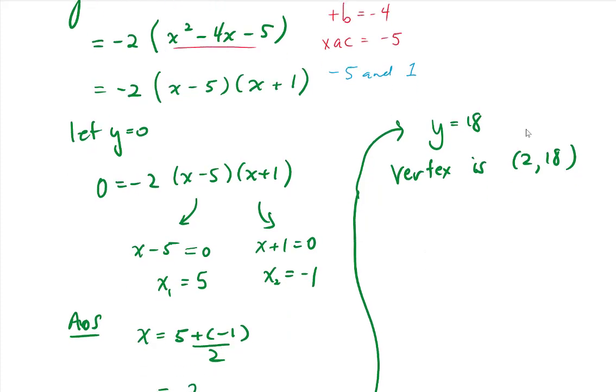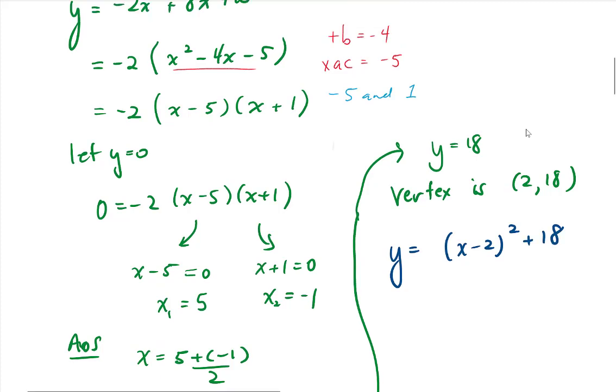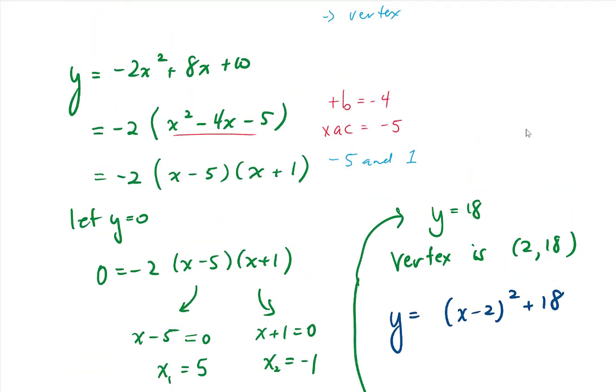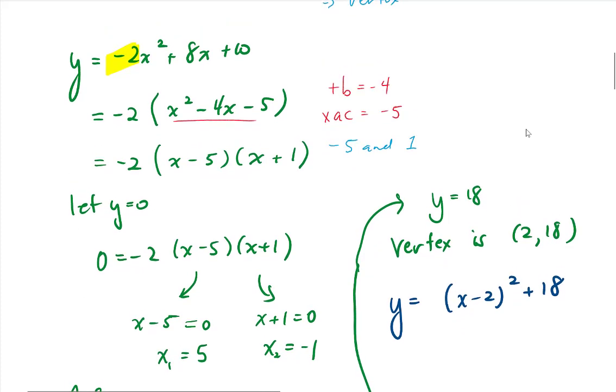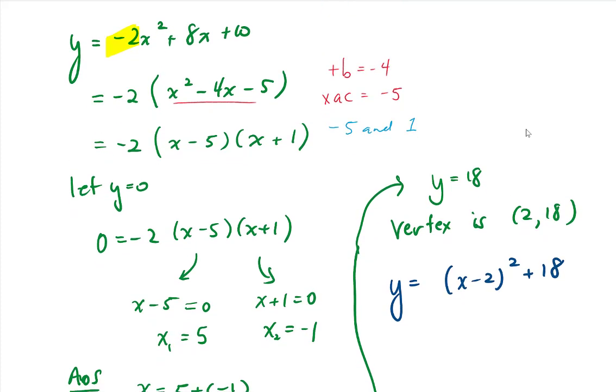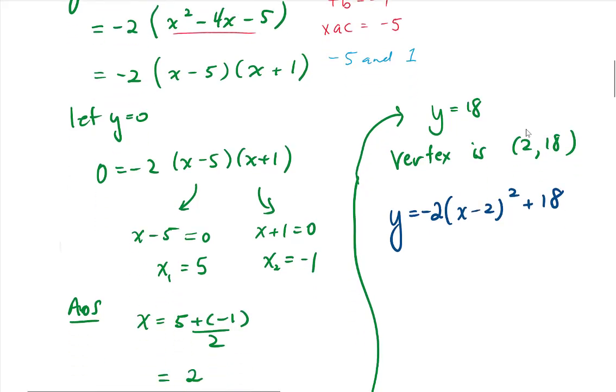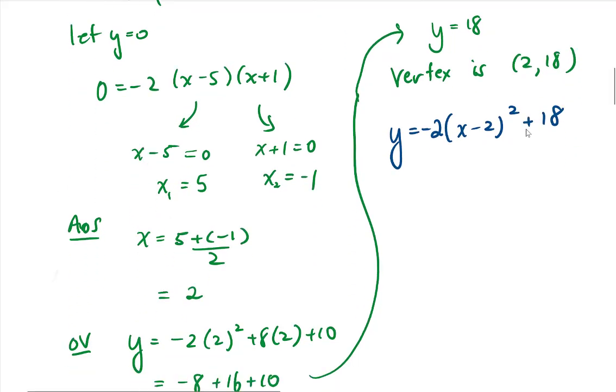And now we know our quadratic in vertex form. We have y equals a, I'm going to hold off on the a for a second, x minus 2 squared plus 18. And we already know the a value. The a value is given here in standard form. It is the same a value for vertex form. So instead of trying to solve for the a value, I'm just going to use the a value from standard form. And there's our equation in vertex form.